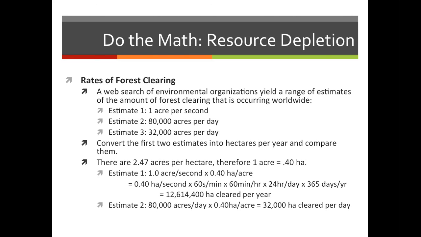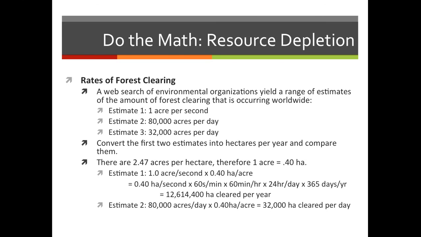Since we are talking about depletion, let's look at a math problem on rates of forest clearing, since we have to clear forests sometimes in order to get to those resources in order for them to be depleted. And I know how much you love the first math problems. Let's go a little bit deeper with this one. It's still going to be a dimensional analysis, but there are going to be a few more steps you're going to have to do.